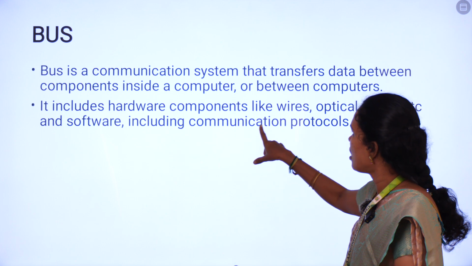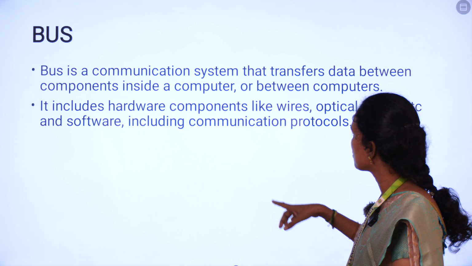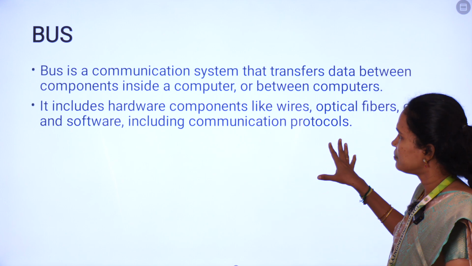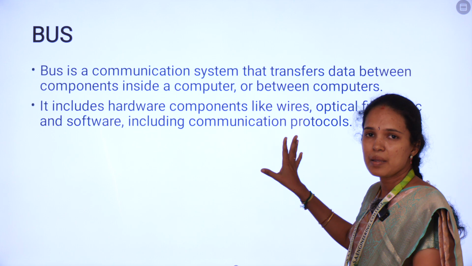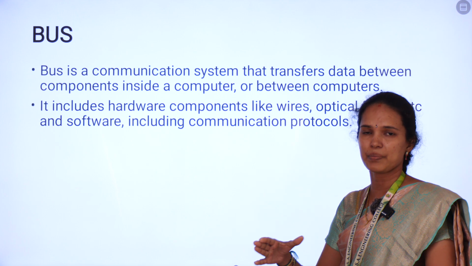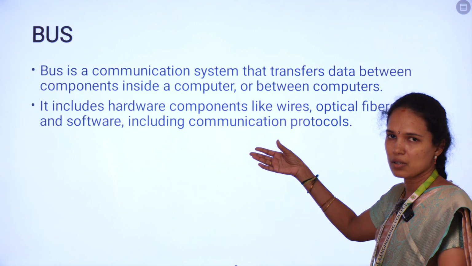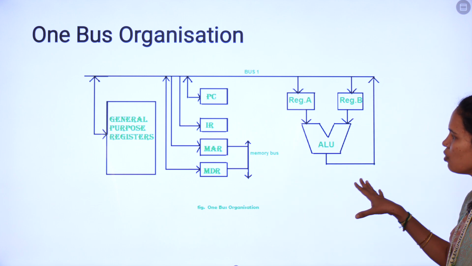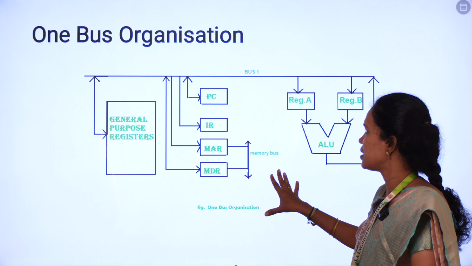It includes hardware components like wires, optical fibers, etc., and software including communication protocols. So both hardware as well as software parts are available here. The main purpose of communication protocols is the transfer of data from one computer to another computer, or within the computer from one component to another component. So this is the overall structure of a bus. What all the things are available in this bus?